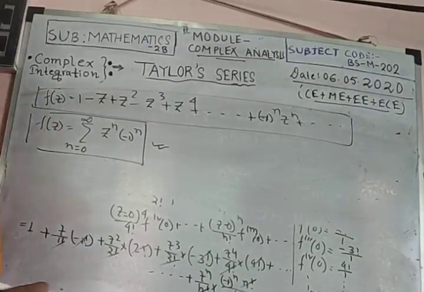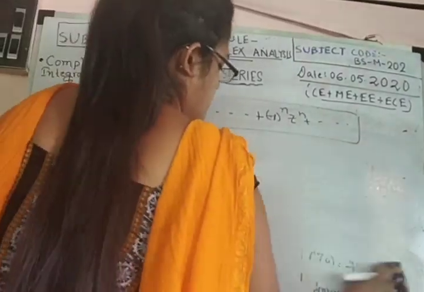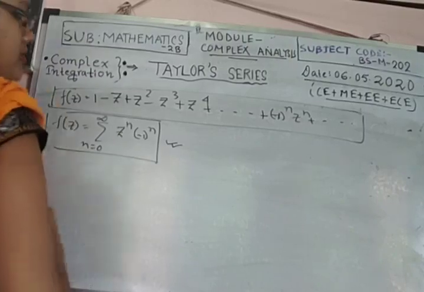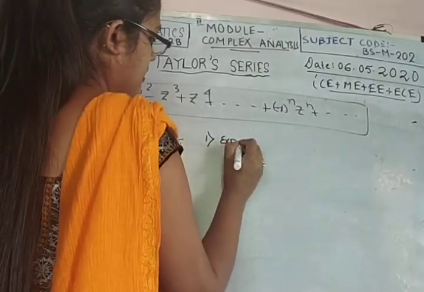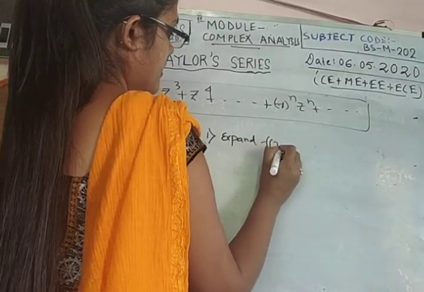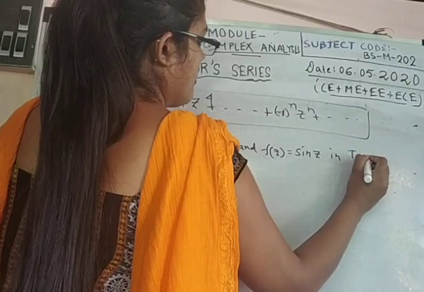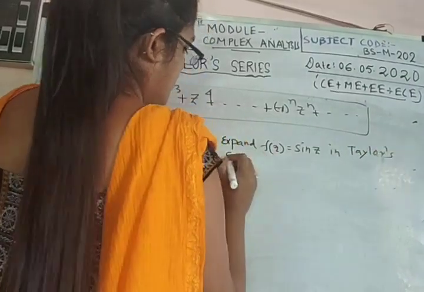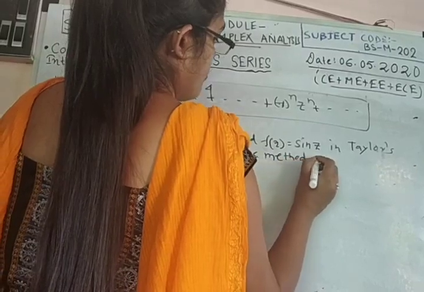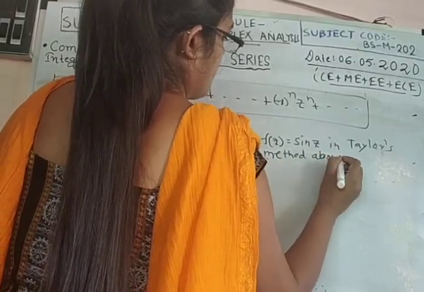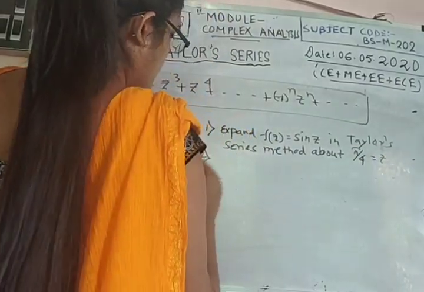Okay, I hope all of you understand this, and your task is: number 1, expand f(z) equals sin z in the Taylor series method about pi by 4, that is z equals pi by 4, obviously.